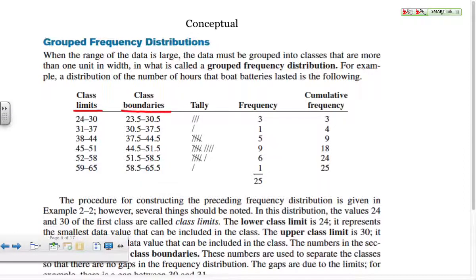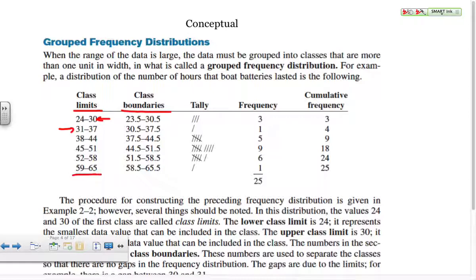Class limits are very important. They say what numbers we are going from. So if we have a set of data that goes from 24 to 65, and we group the data from 24 to 30 in one set, 31 to 37 in another, and so forth, it's very important that these are not inclusive. If this says 30, that one has to say 31. They can't both say 30, because then where would you put the data? So these are exclusive. You cannot include the same number in 2 different classes.